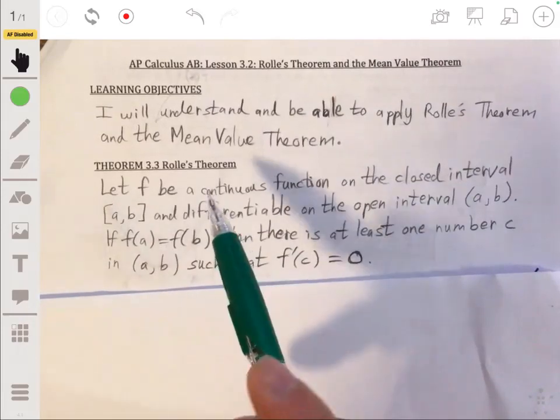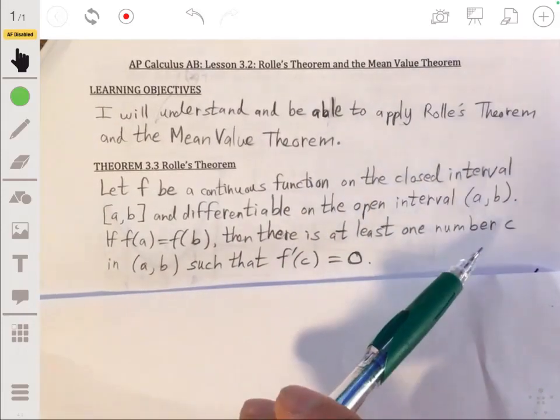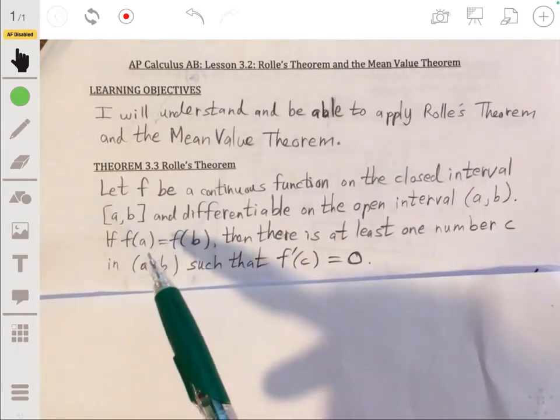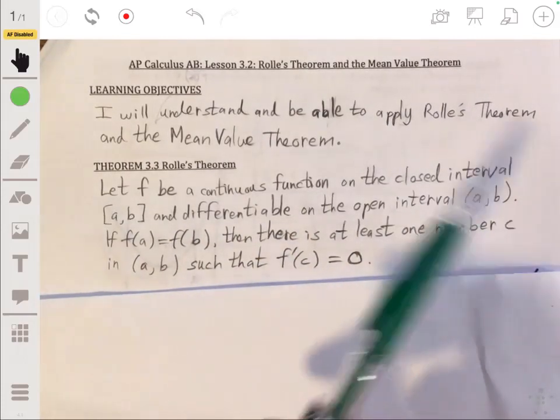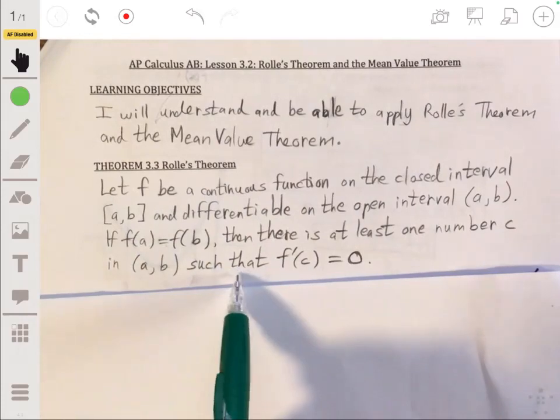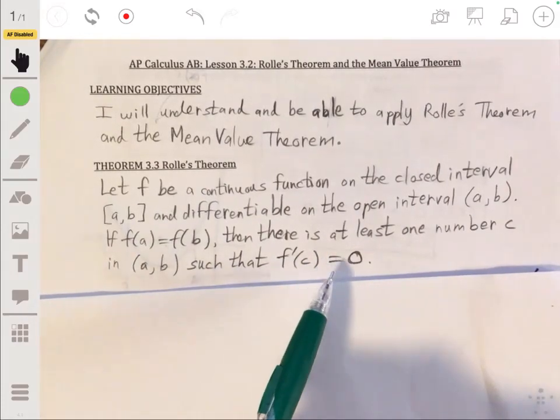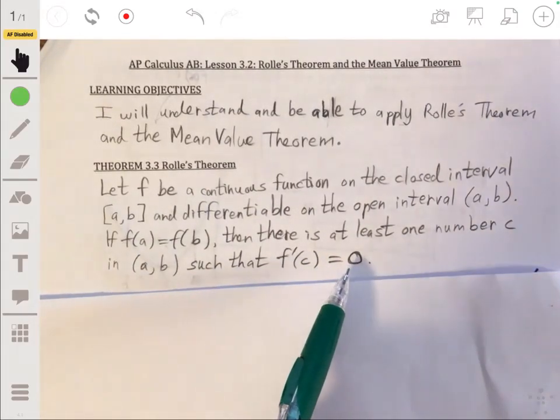Right, so Rolle's theorem says that if f is a continuous function on a closed interval [a, b], and it's differentiable on the open interval (a, b), and if f of a equals f of b, then there is at least one number c in (a, b) such that f prime of c equals 0.